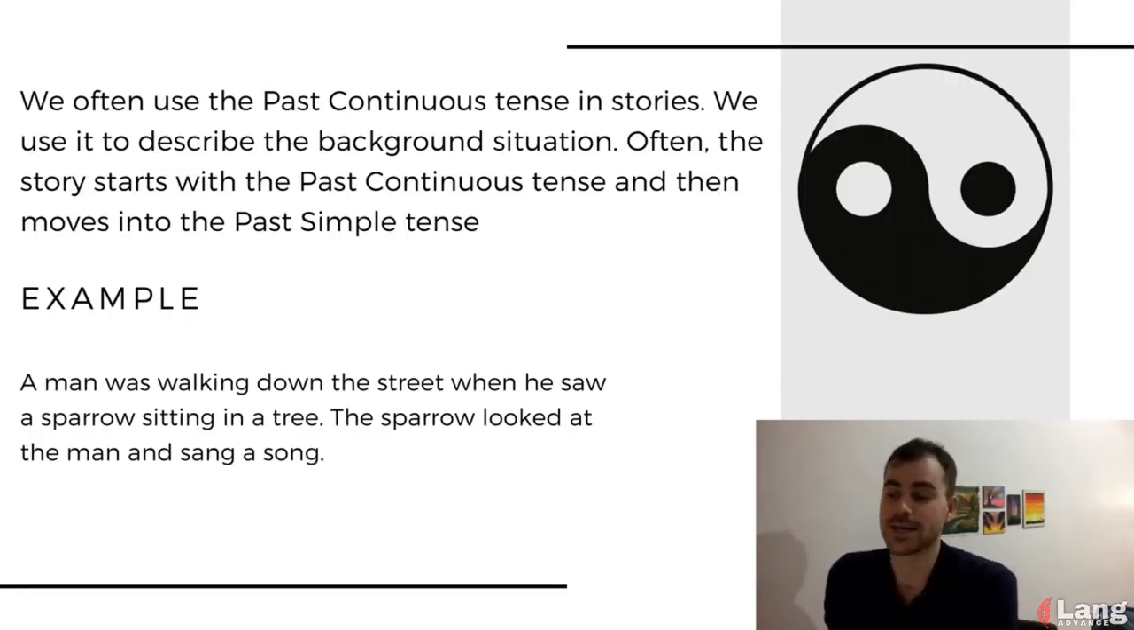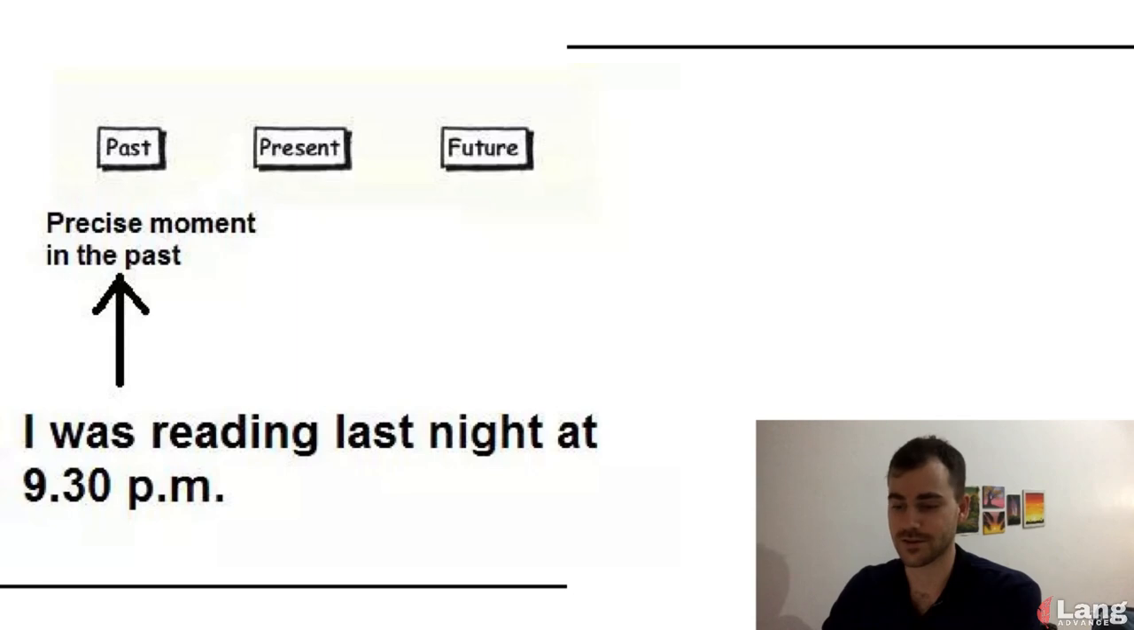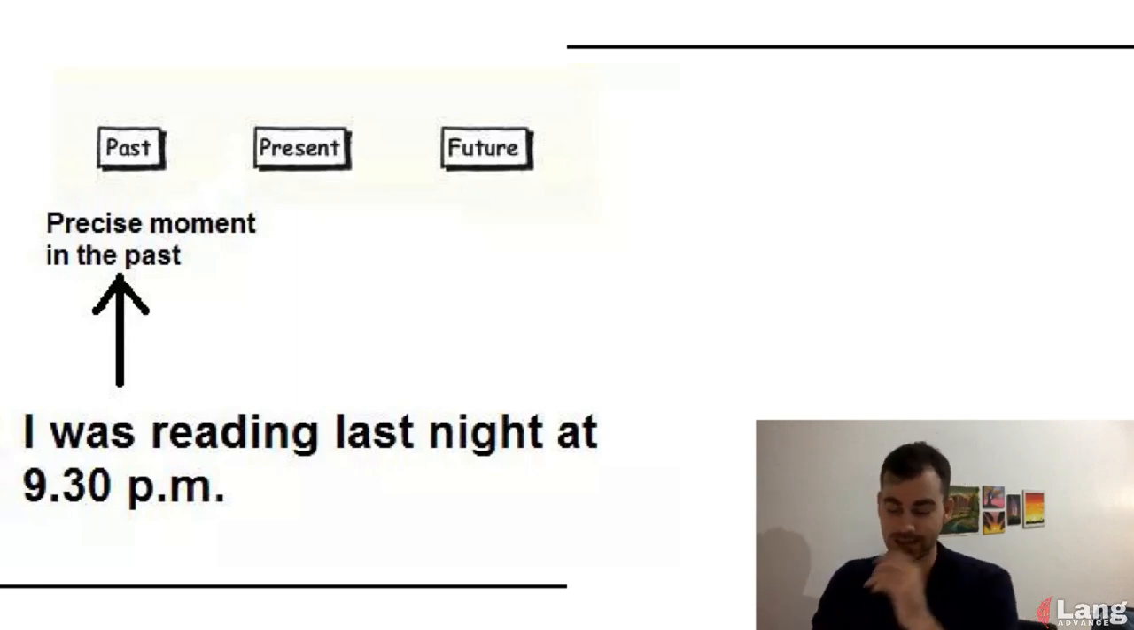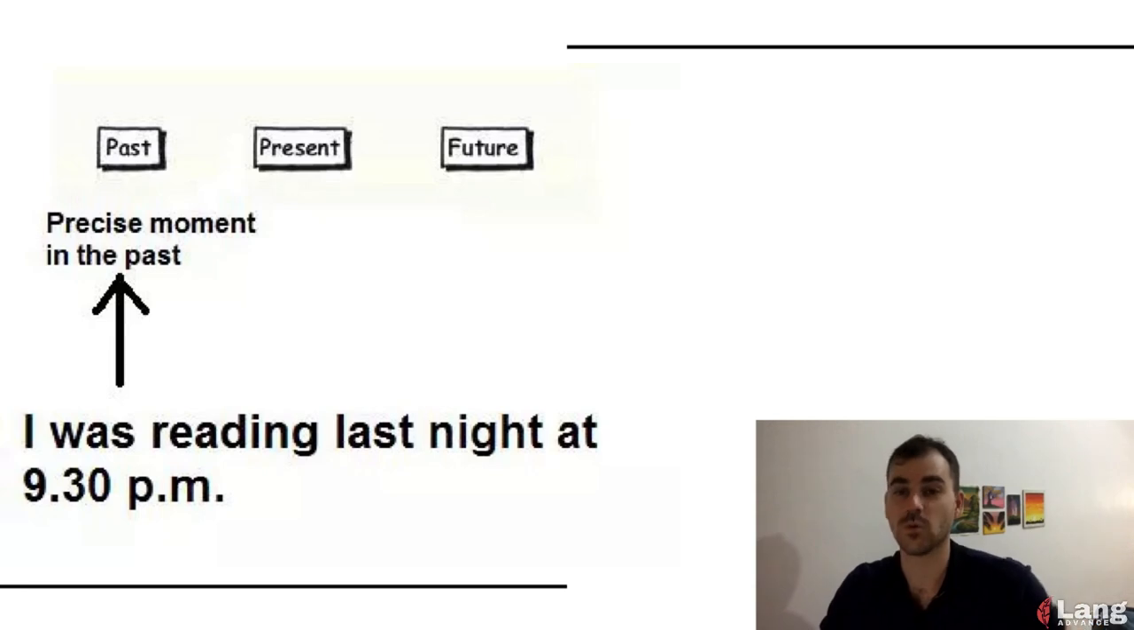We often use the past continuous tense in stories. We use it to describe the background situation. Often the story starts with the past continuous tense and then moves into the past simple tense. Here's an example. A man was walking down the street when he saw a sparrow sitting in a tree. The sparrow looked at the man and sang a song. Here's another example. I was reading last night at 9:30 p.m. We state the precise moment in the past when this was happening, 9:30 p.m.